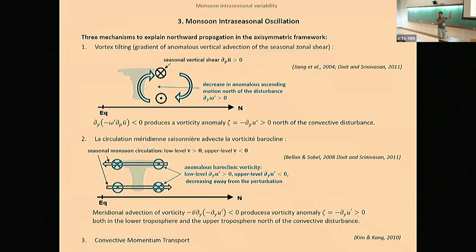But there are two different aspects that can play. And Vishal found that those two could be additive and work together to produce the northward propagation. There was also a third idea in this framework that was involving convective momentum transport.